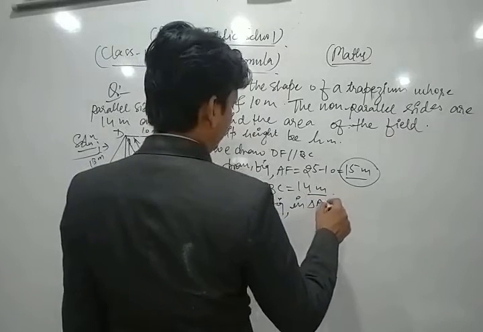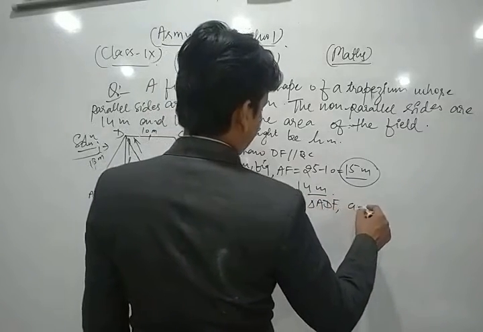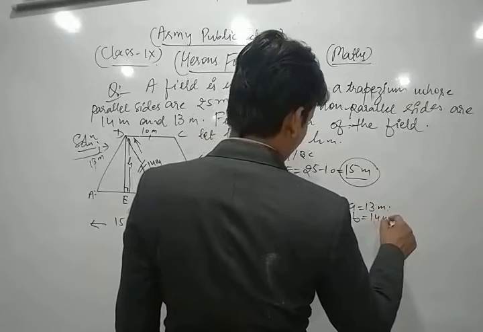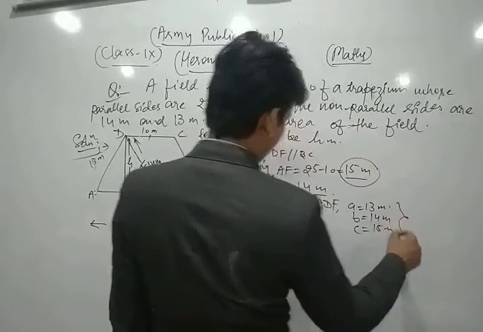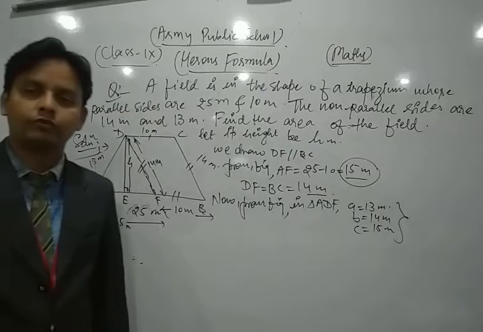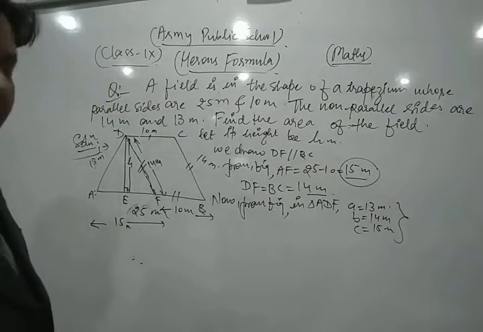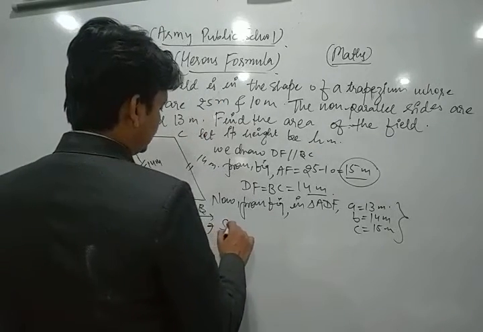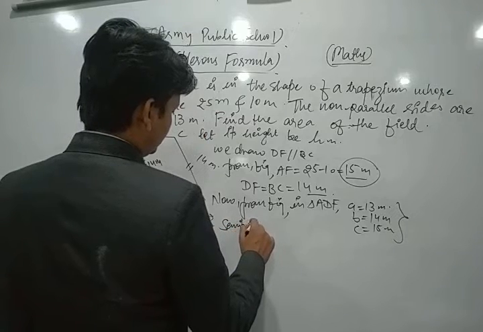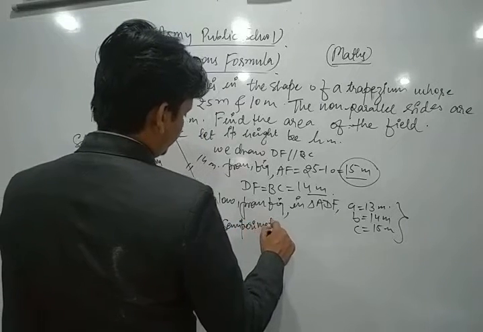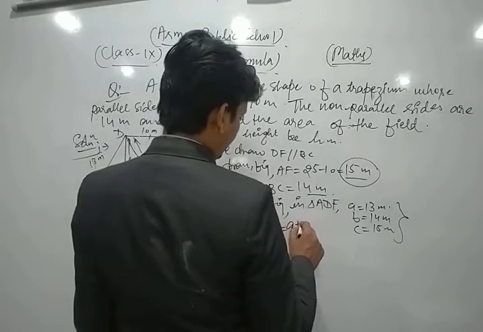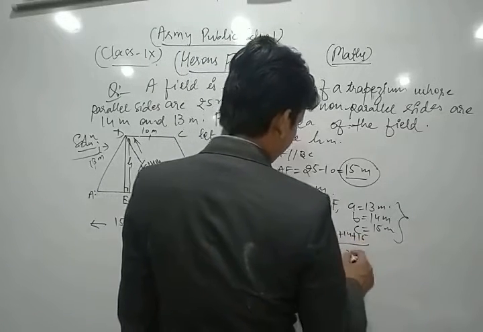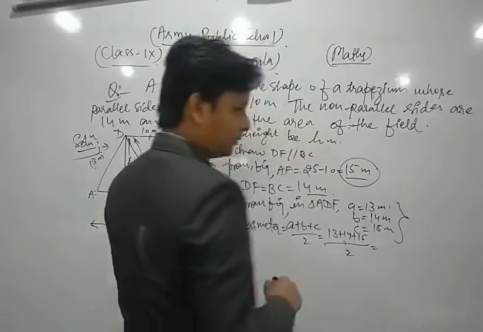Now from the figure, in triangle ADF, let us take its sides a is 13 meter, b is 14 meter, c is 15 meter respectively. Now we find the area of triangle ADF. For finding the area, first we find the semi-perimeter. Thus the semi-perimeter is (a plus b plus c) divided by 2. So this is (13 plus 14 plus 15) divided by 2. So we get what?